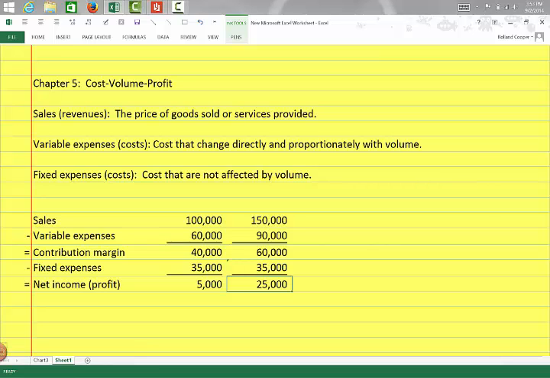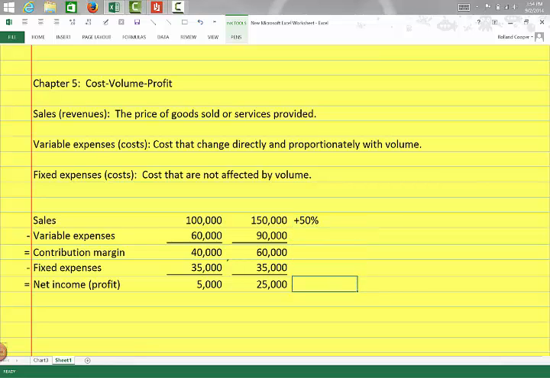Can you compute the percentage increase in net income? Pause the video and see if you can do that. So we had a 50% increase in sales.